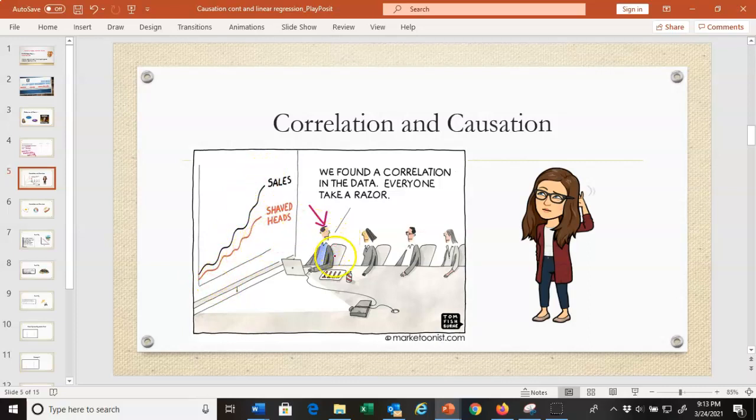So now the guy goes, we found a correlation in the data. Quick, everybody grab a razor. So the more, this graph is saying that the more shaved heads you have, the more sales you're going to have.